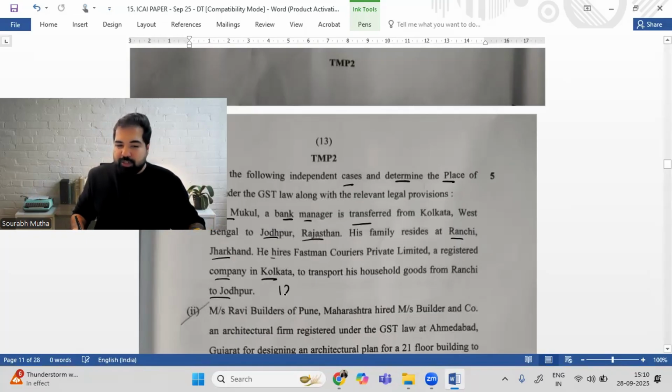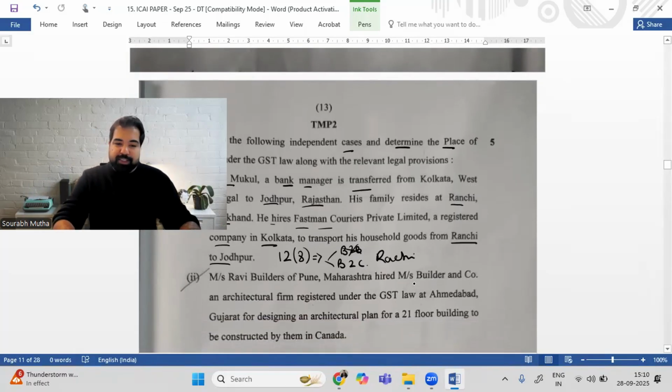So the section is section 12. And if you remember, transportation of goods, the section is 12(8). These are shortcuts which I use in my class. So 12(8). And they ask, is this a B2B supply? No, this is not a B2B supply because while Fastman is registered, Mukul is not a registered person. So it is B2C supply, and in case of B2C supply, no one is taking credit. It's very, very simple. Wherever the goods are handed over for transportation, that is Ranchi, is the place of supply. In the first case, you get 2.5 marks for this.